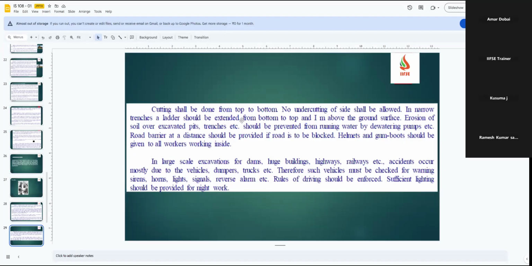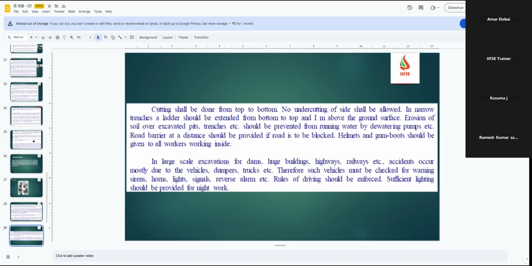In narrow trenches, a ladder should be extended from bottom to the top, 1 meter above the ground surface. Erosion of soil over excavated pits or trenches, etc., should be prevented from running water by dewatering pumps, etc. A road barrier at a distance should be provided if the road is to be blocked, and helmets and gumboots should be given to all the workers working inside. So whoever is working inside the excavation, you have to give proper safety PPE.